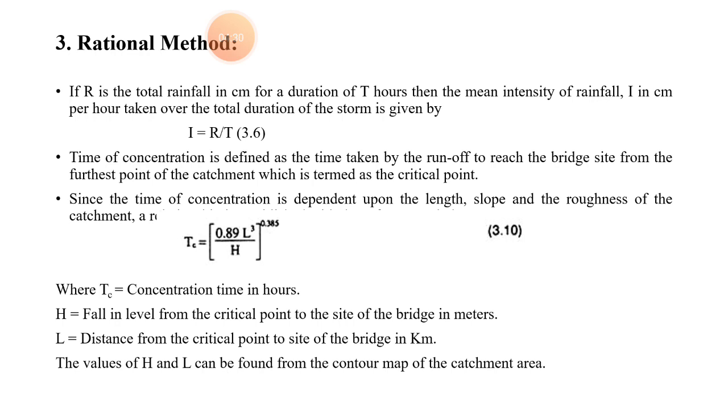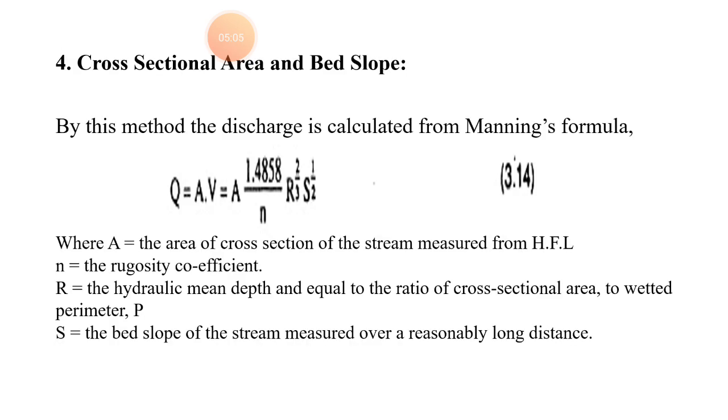The time of concentration mainly depends upon length, slope and the roughness of the catchment, and the equation will be Tc is equal to 0.89 L cube divided by H, whole power 0.385, where Tc is the concentration time in hours, H is the fall in level from the critical point, L is the distance from the critical point, and the values of H and L can be found from the contour map of the catchment area.